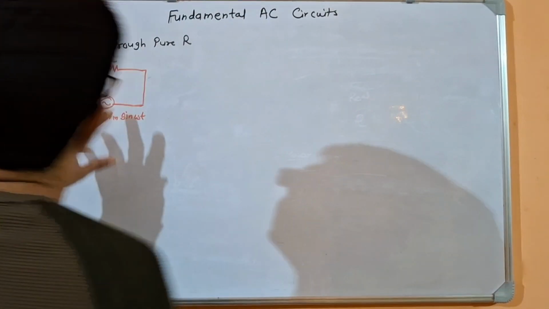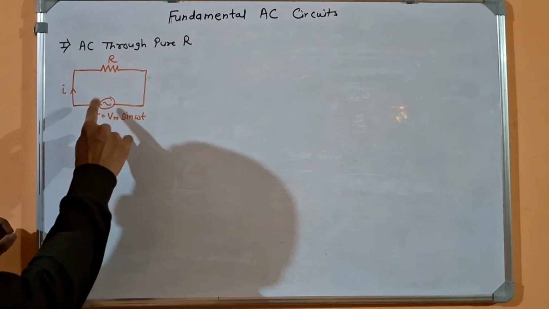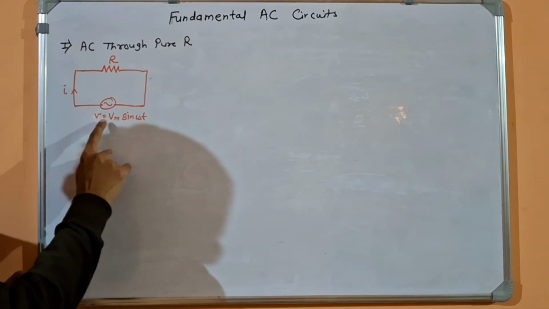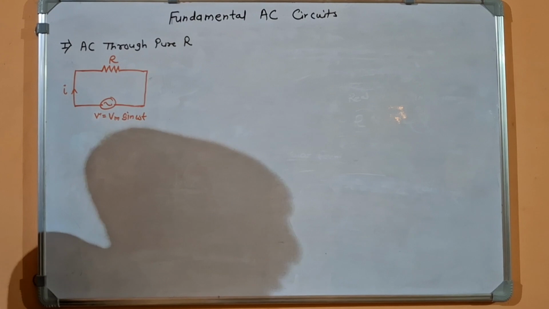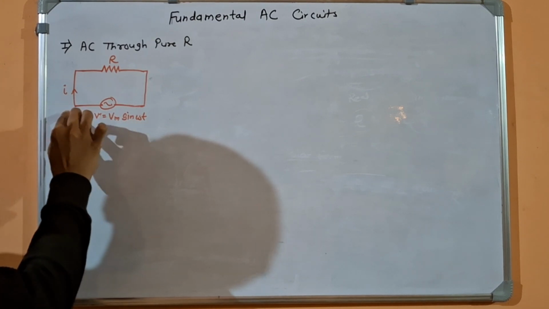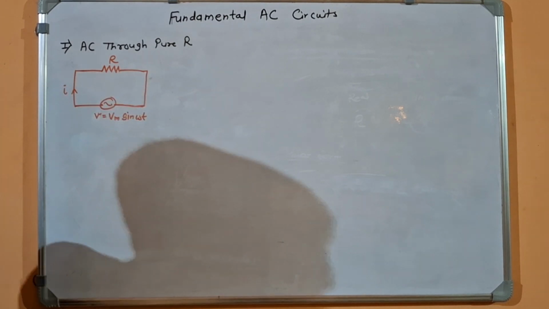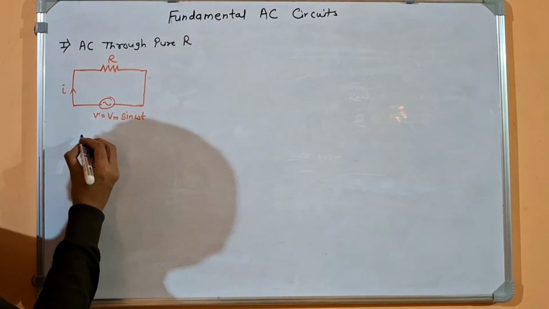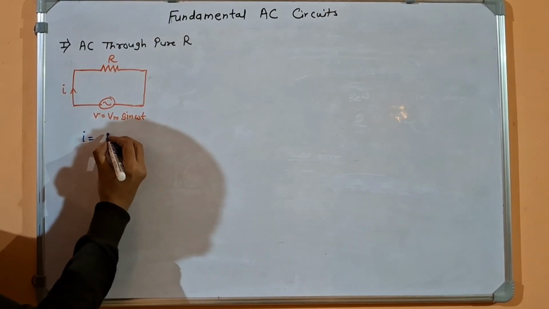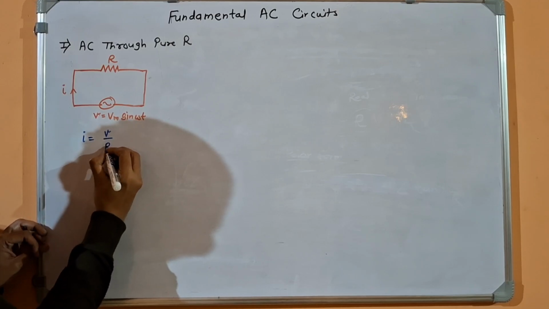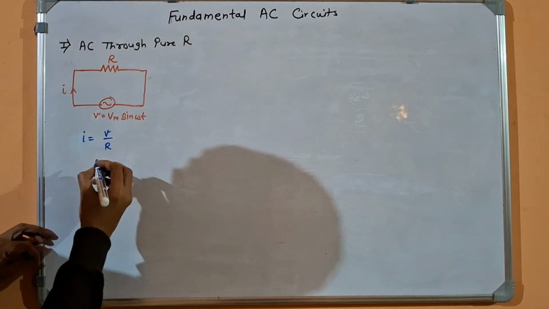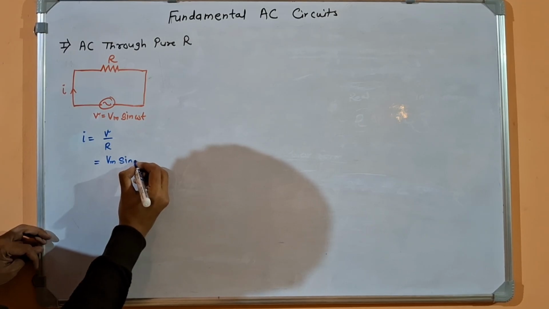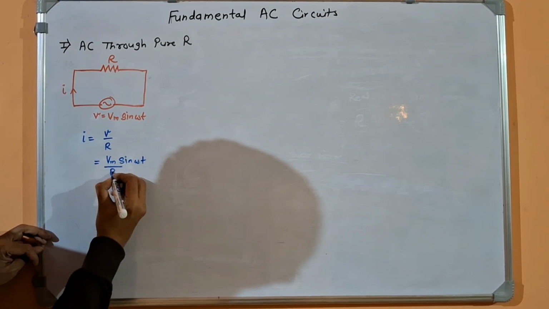See here, there is one pure resistor which is connected to an AC supply, whose voltage is V equal to Vm sin omega t. And because of this voltage, current I will start flowing through this resistance. So first of all we will find what is I. I is nothing but V by R, simple Ohm's law, and therefore it comes as Vm sin omega t by R.